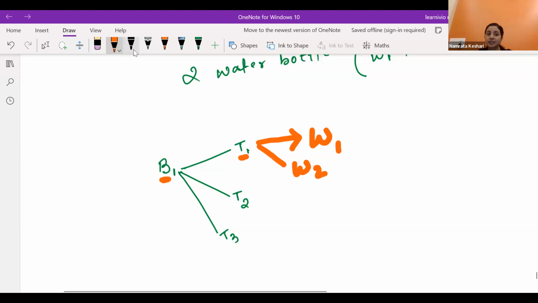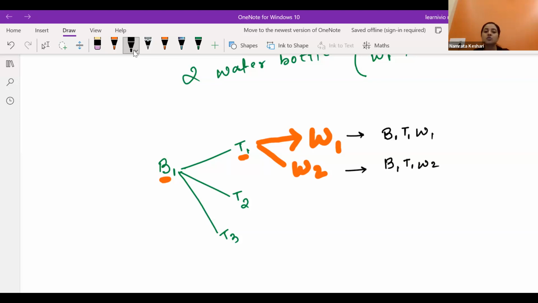So let me write the possibilities over here. The first possible case is bag 1 with tiffin box 1 with water bottle number 1. Or maybe bag 1 with tiffin box number 1 and water bottle number 2. These two possibilities we have created from here. Are you getting it, Ali and Alina? Yes, ma'am.